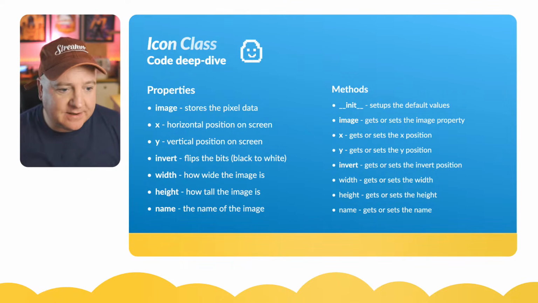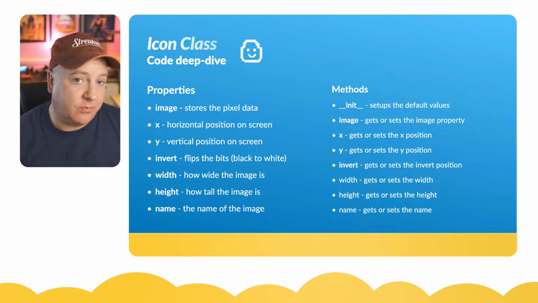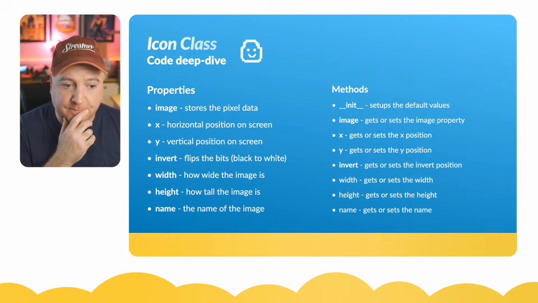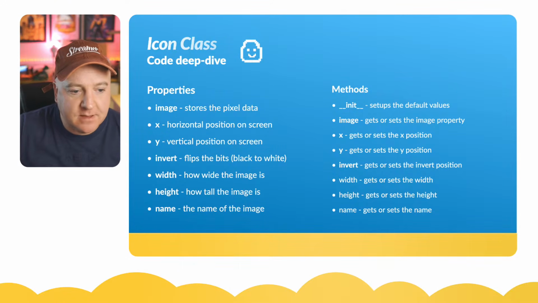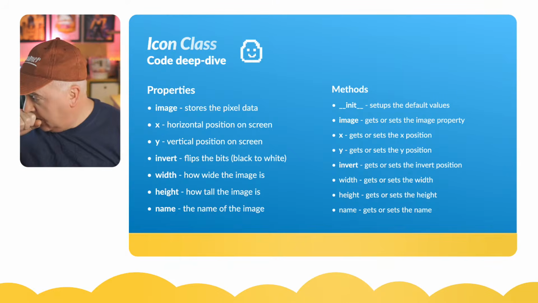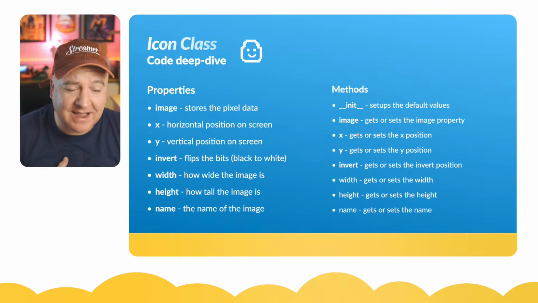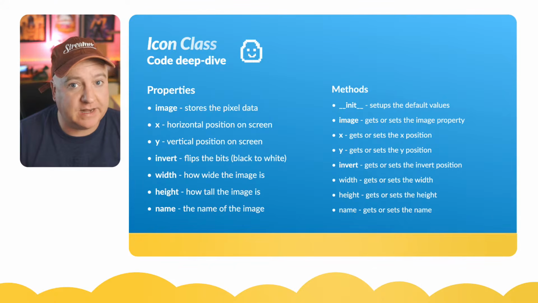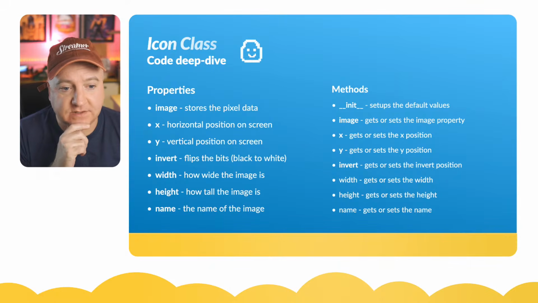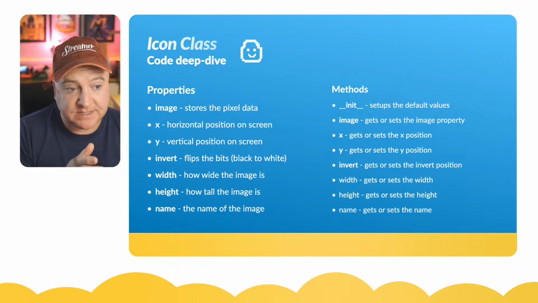And then the width and the height are just the width and the height of this particular frame buffer or sprite. So is it 16 by 16 or 16 by 48 or whatever. Then the name is the name of the image. We don't actually use this in anything. It's just useful when we're debugging to print out what the name is, so we can go, that's the thing that's got the problem. So that's all the properties for the icon class.